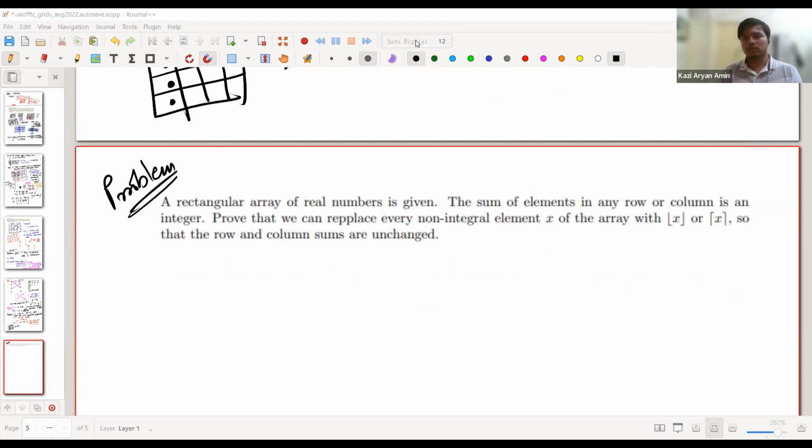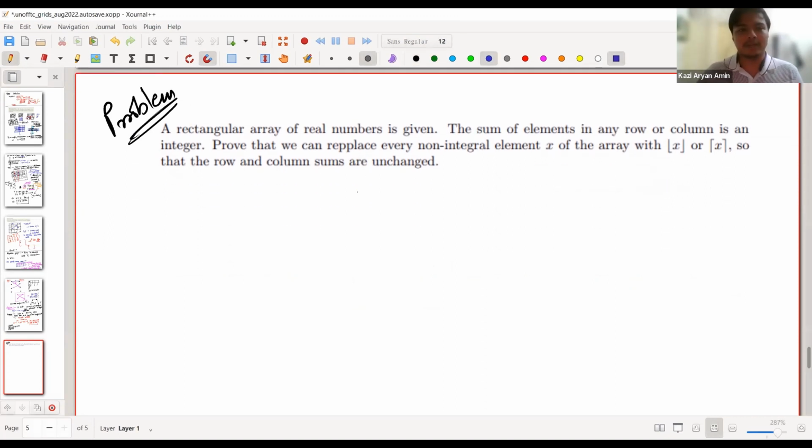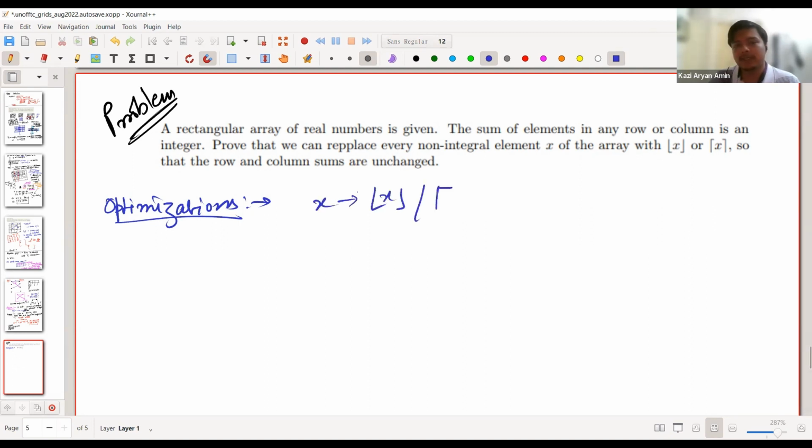Okay. So let's try this problem. Some optimizations that we can place help us to write the solution. It doesn't really affect the way we think about this problem. So first of all, make sure you understand what this problem is trying to say. You have some real numbers written on every cell of the grid, and it turns out that for every row and column, the sum of the real numbers is an integer. To prove that, you can replace any x with this or this, such that the column sums and the row sums all remain the same.